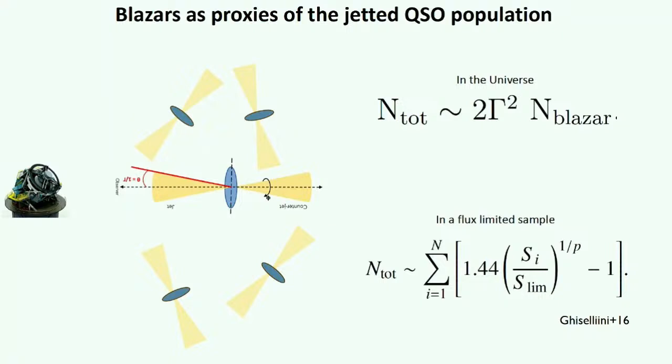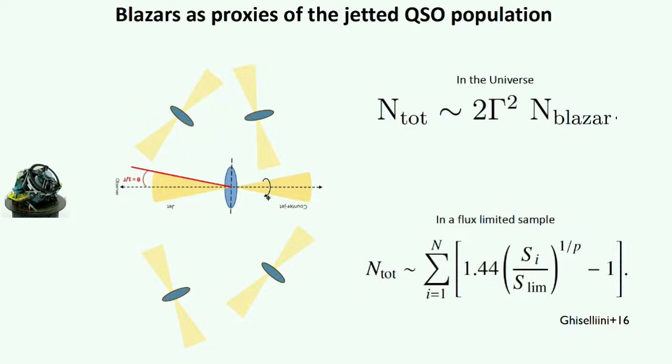So we can use this object, the blazar and a slightly misaligned object, as proxies for the entire jetted quasar population. It's not difficult to calculate that when we observe a blazar, we can infer the existence of a 2 gamma square similar object with the jet pointing in another direction. But the key question is how many objects we can detect in a flux limited sample.